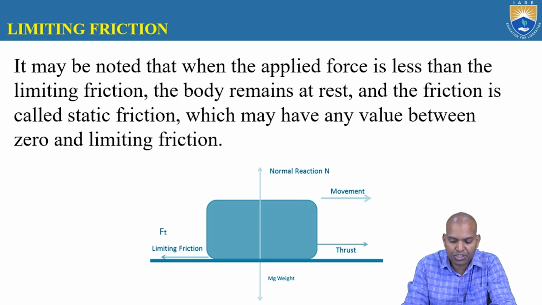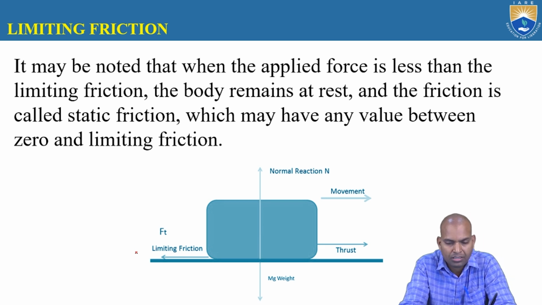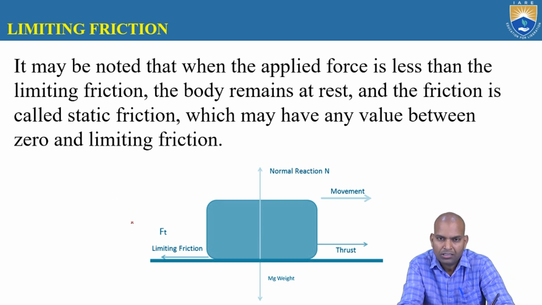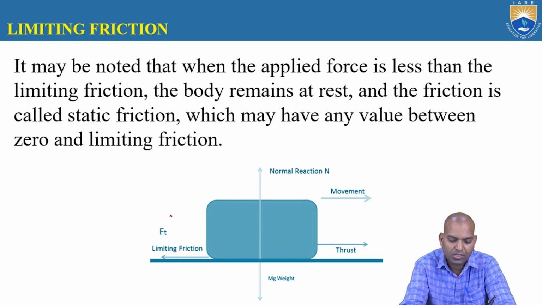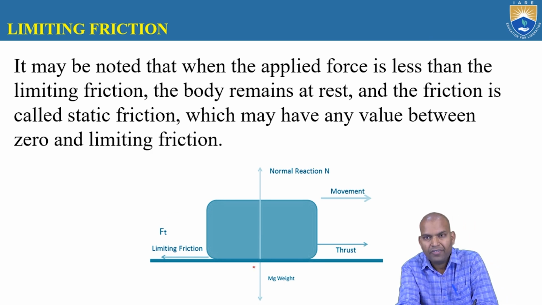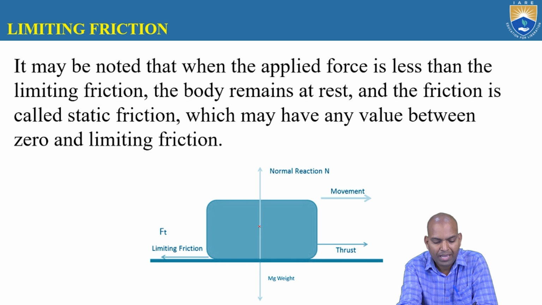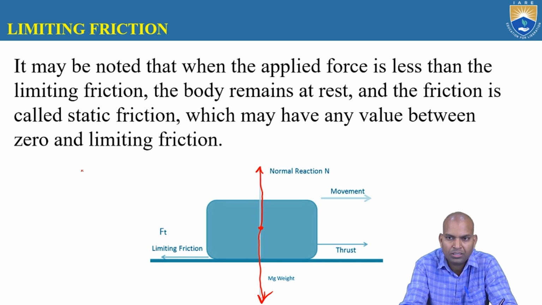Now, for the limiting friction, normal reaction and frictional force, this diagram shows all the terms. The weight of the body acts vertically downwards. There is a term known as the normal reaction. This normal reaction is normal to the surface. Here there is a limiting friction, or maximum frictional force.